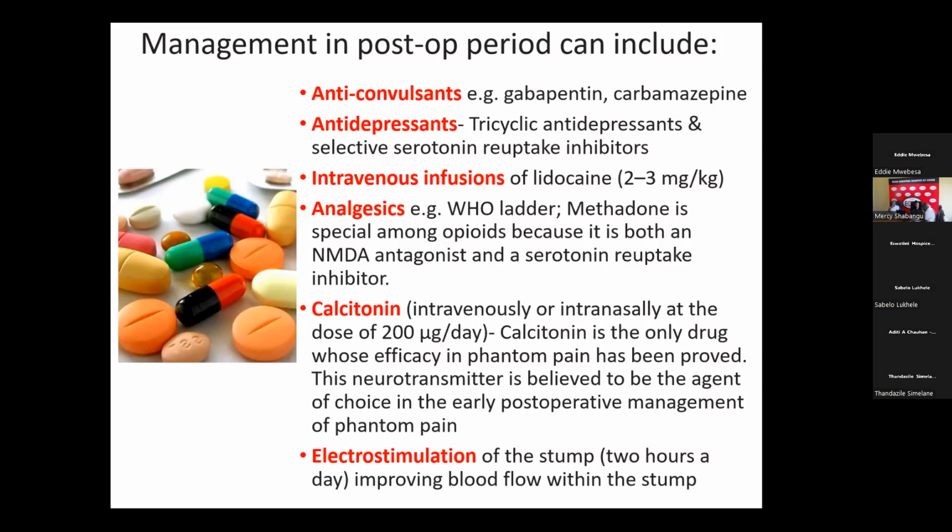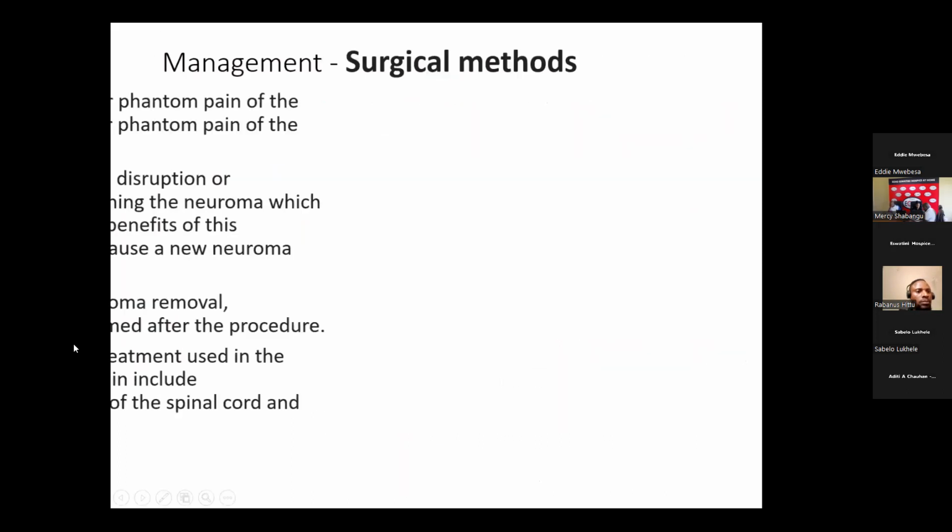Calcitonin is in the literature the only drug whose efficacy has been well proved. And it is a comparatively safe medicine to use for adults, 200 micrograms per day. So if you have this medicine for a patient with problematic phantom pain, try it. Electrical stimulation, massages, gentle touches, and other physical therapies are actually also very useful.